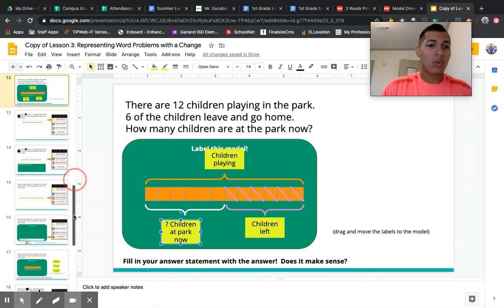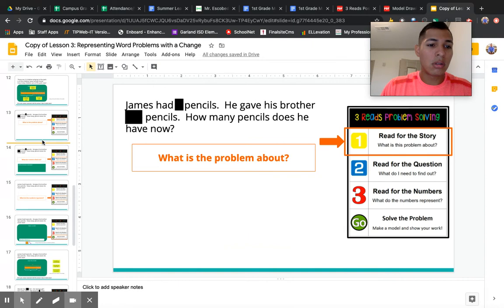Okay? We're going to work through one more problem. James had blank pencils. He gave his brother blank pencils. How many pencils does he have now? What is our problem about? James and pencils, right? James is giving his brother some pencils. So that can help us determine right away if we're going to be adding or subtracting, right? He gave his brother some pencils. How many does he have left now?